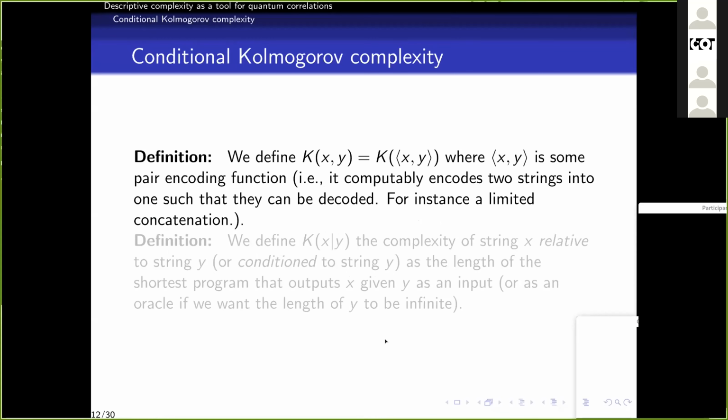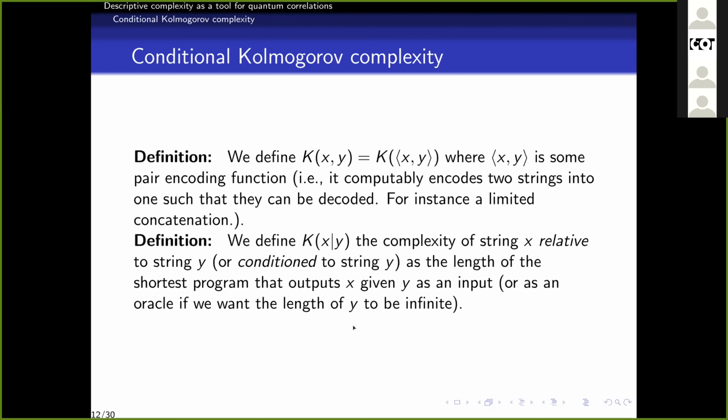So let's move now to conditional Kolmogorov complexity. First, we define the complexity of two strings, x and y, as the complexity of this encoding function of x and y. What's an encoding function? It's a function that takes two strings and converts them into one, such that they can be decoded with another computable function. For instance, we can have some form of limited concatenation of x and y, the function that encodes the pairs. By limited, it means that first it says how long each string is, then concatenates them or something like that.